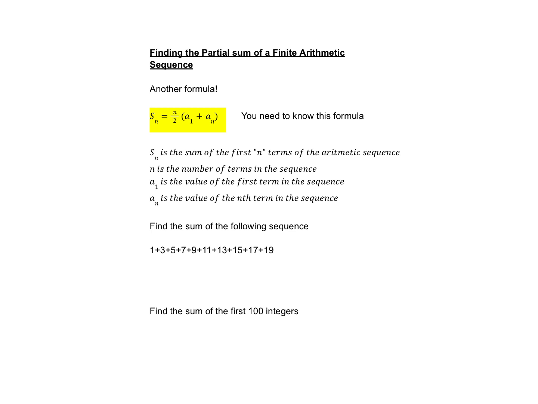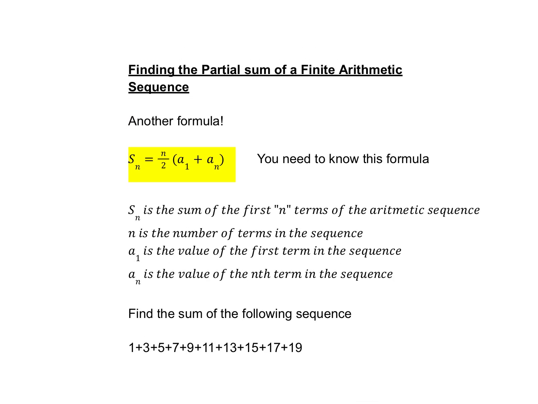Okay, so the other thing that we can do with arithmetic sequences is we can find the partial sum of a sequence, just like we did before, except of course, now that we're specifically looking at arithmetic sequences, we have a formula that we can use.